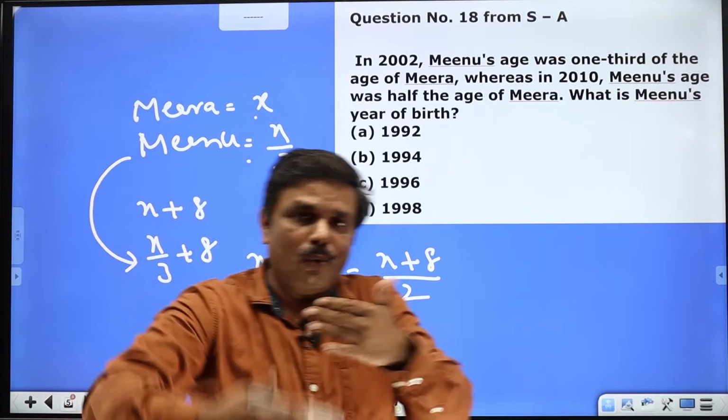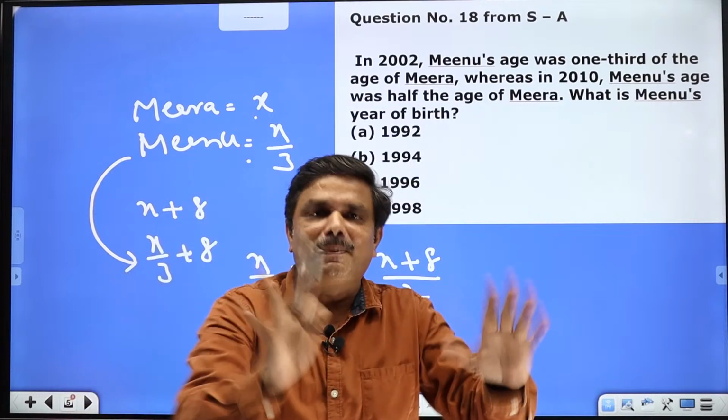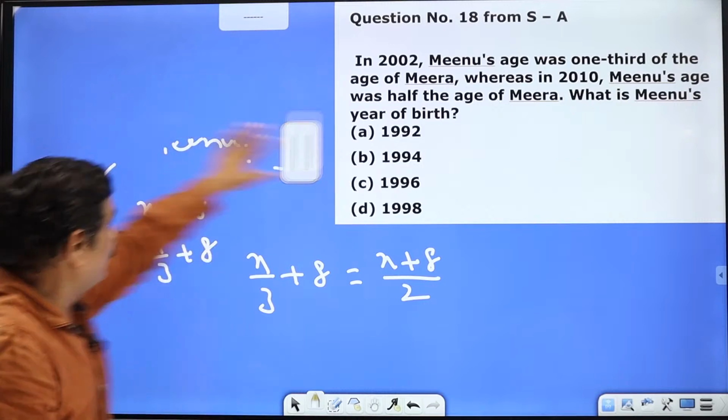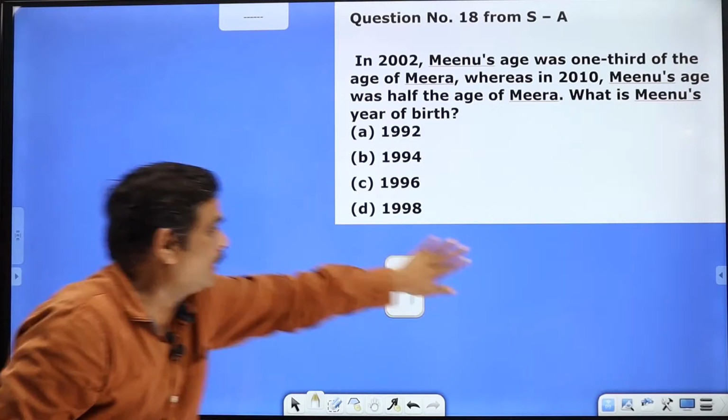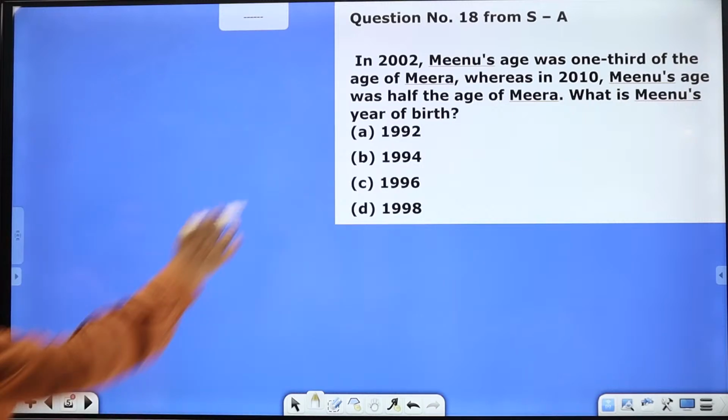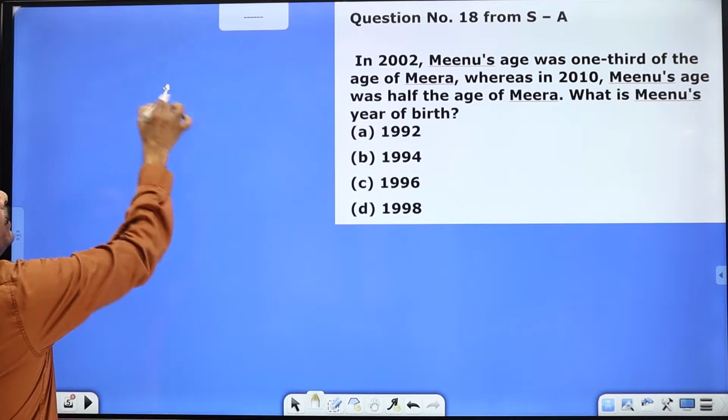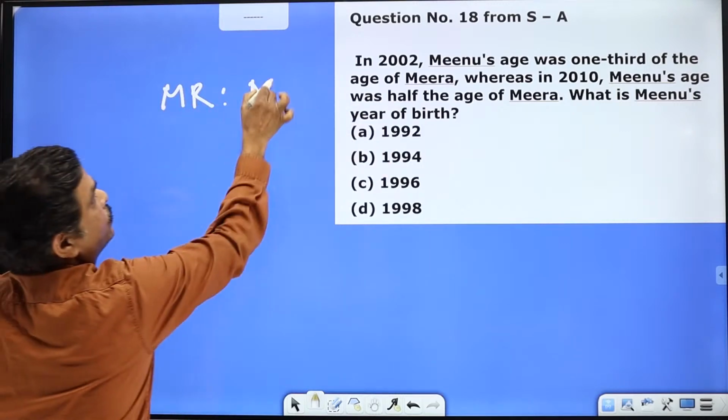We have given this in our course in a fantastic way. Simply, I'll tell you, don't go for this one. There is a technique for that. I'll tell you the technique for the ages chapter. What is the technique here? Meera and Meenu. I'm taking Meera is to Meenu.